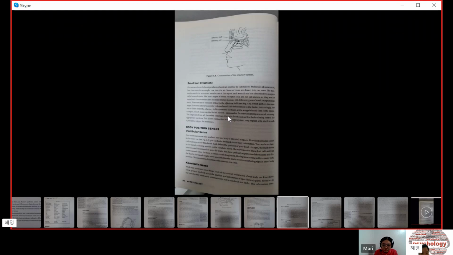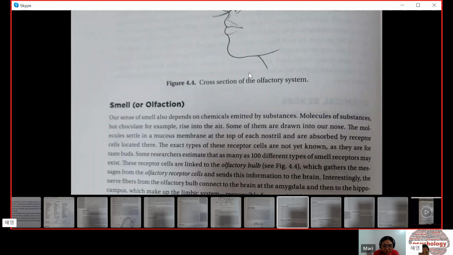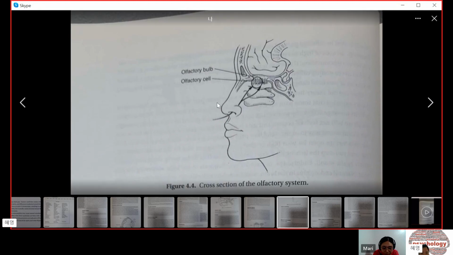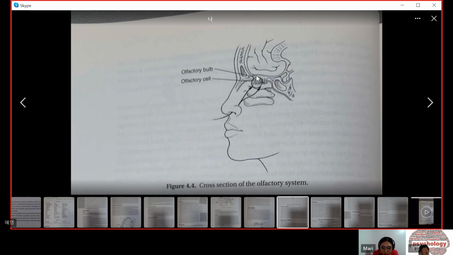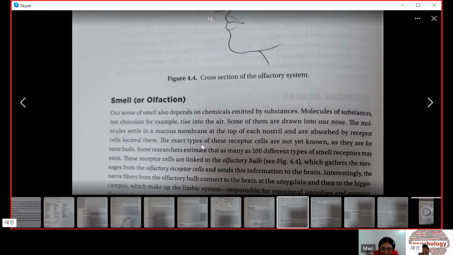And the next one is smell. So there is a nose, and air goes through here. There are olfactory bulbs and olfactory cells, the olfactory system. Smell, or olfaction.